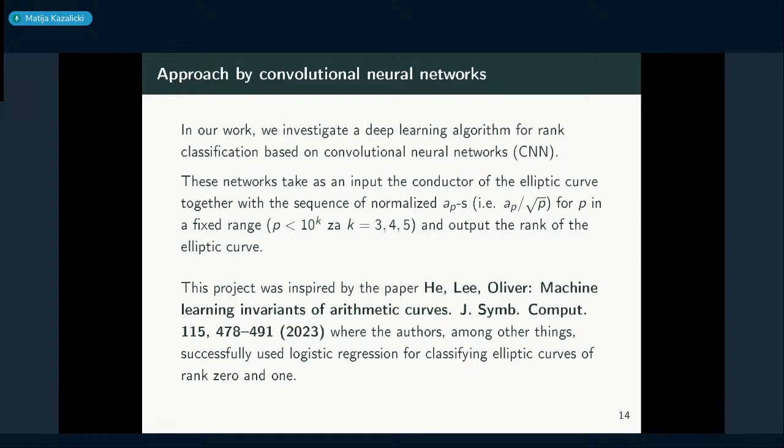So this project was inspired by the paper of He, Lee, Oliver, machine learning invariants of arithmetic curves, where the authors successfully used logistic regression to classify elliptic curves of rank 0 and 1.